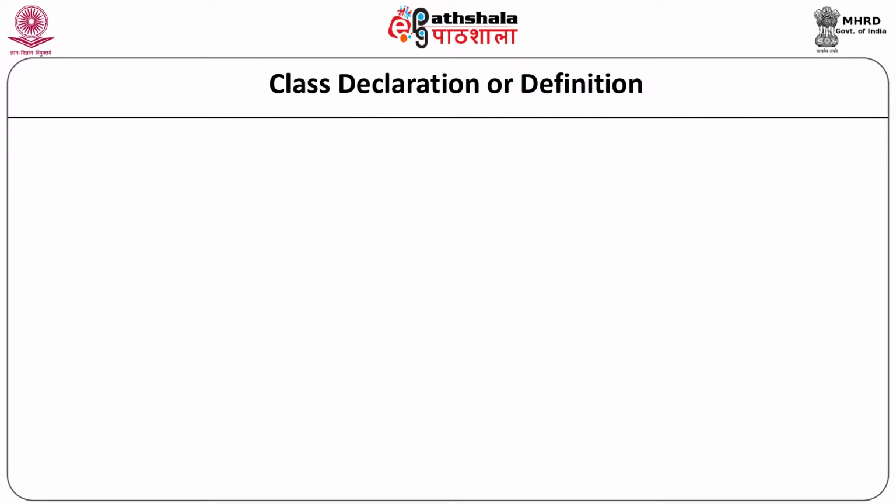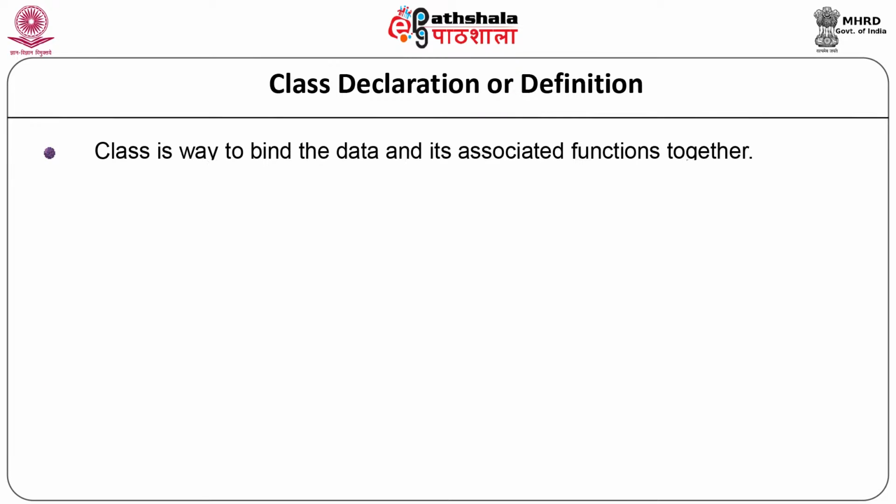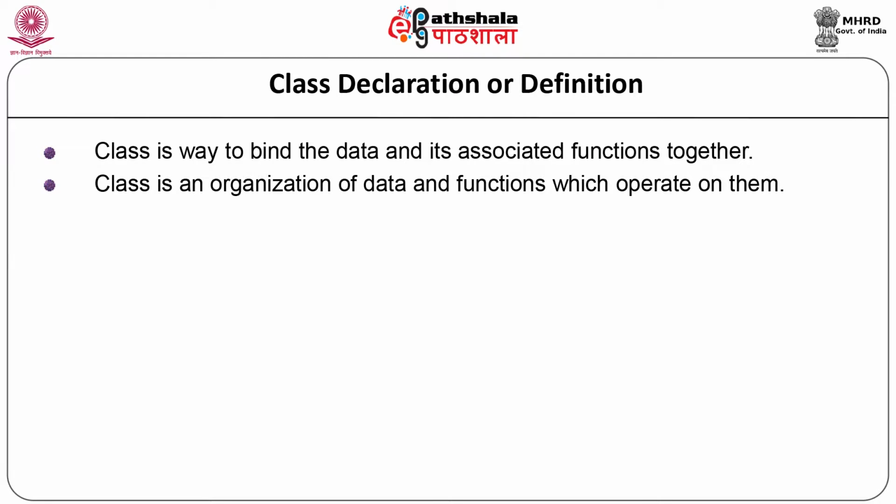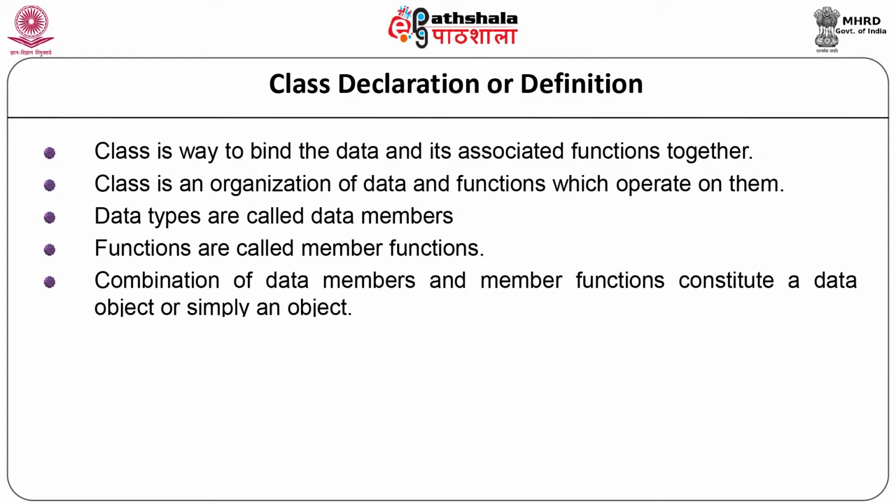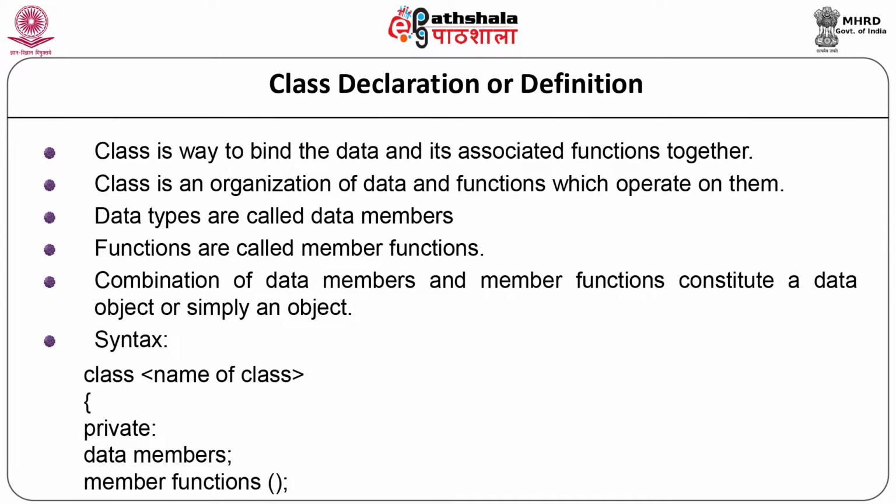Next is a class declaration or definition section. A class is a way to bind the data and its associated functions together. A class is an organization of data and functions which operate on it. The combination of data members and member functions constitutes a data object or simply an object. It allows data and functions to be hidden if necessary from external use. When defining a class, a new abstract data type can be created that can be treated like any other built-in data type. The general syntax or general form of the class will be seen in the next slide.